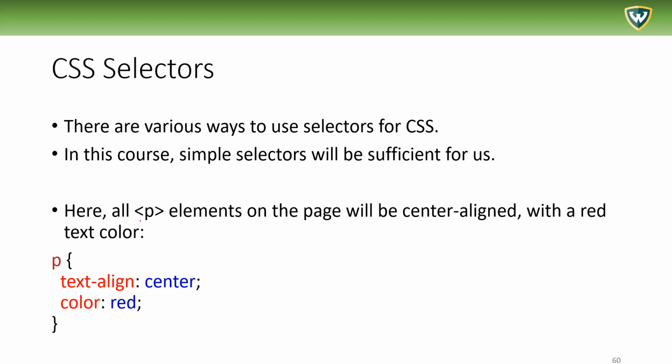So here, all P elements, the paragraph elements of the HTML tags on the page, will be center aligned with a red text color. So if you want all your paragraphs to be aligned in the center and written in color red, now this is not the background color. Background color is another property. And you can look up the properties by the resource I will give you at the end. So text align center, color red, and then it looks like that.